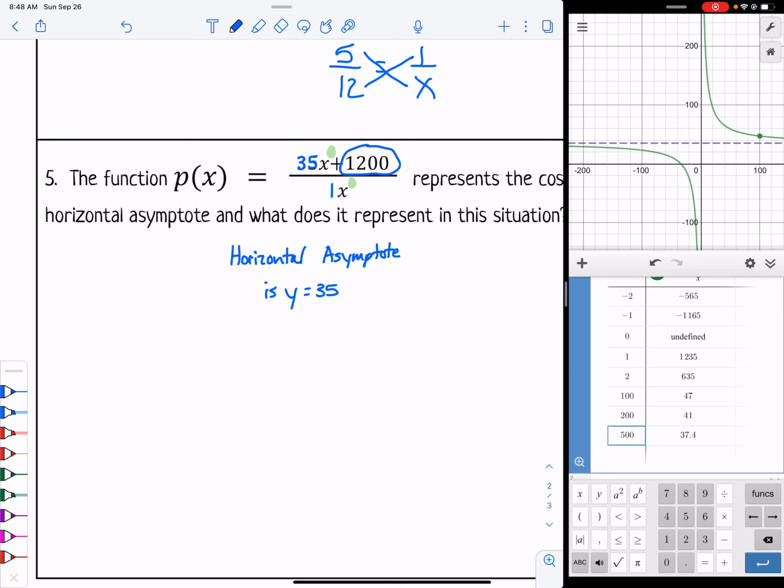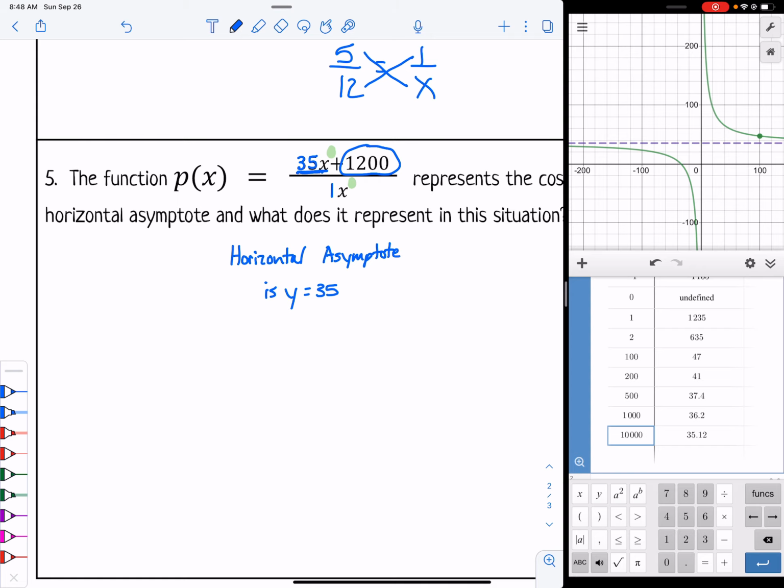So 500 people, the cost is going down. Let's see if you invite 1,000 people, see how it's going down. And let's say some unreasonable number. Let's say like we invite 10,000 people to prom. Notice it's still just getting closer and closer to 35. It's never going to be less than that because it costs that much per person to begin with.